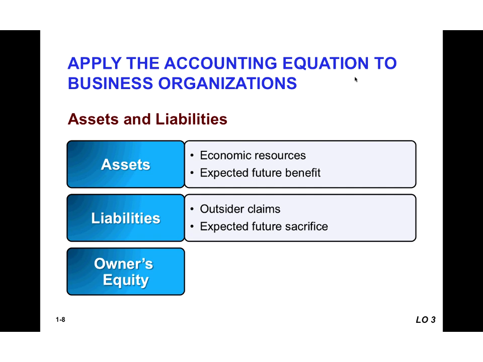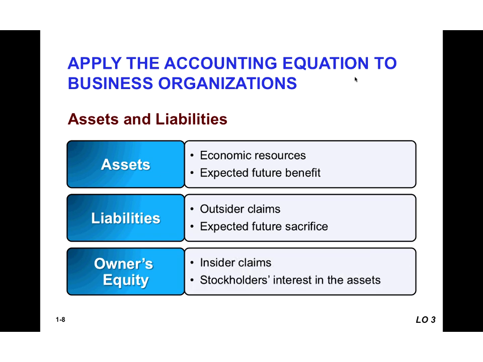And then we have owner's equity. Owner's equity is insider claims. This is the stockholders' interest in the assets. Assets generally are financed one of two ways: either through liabilities, which is debt, or through equity, which is investors investing in the business and retaining earnings for growth. So we have assets equal liabilities plus equity. That is the accounting equation.